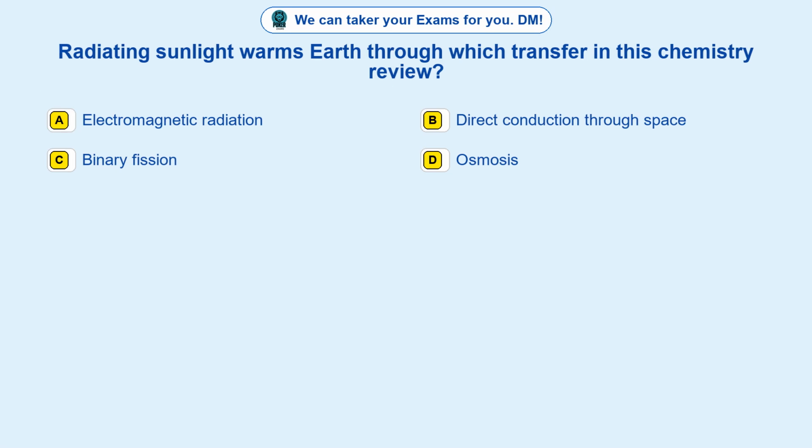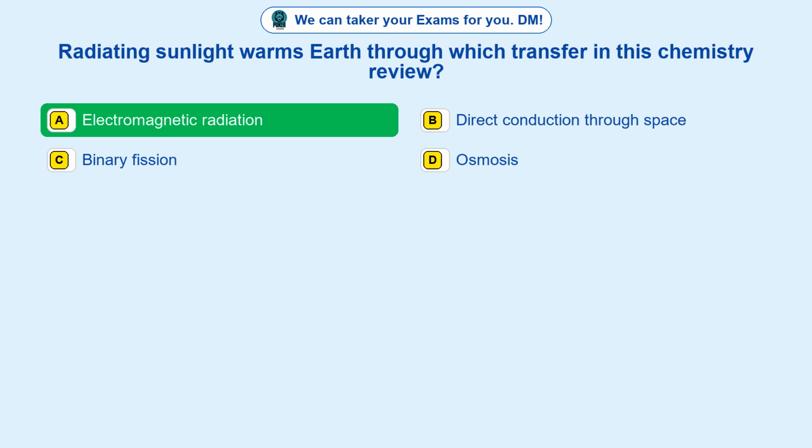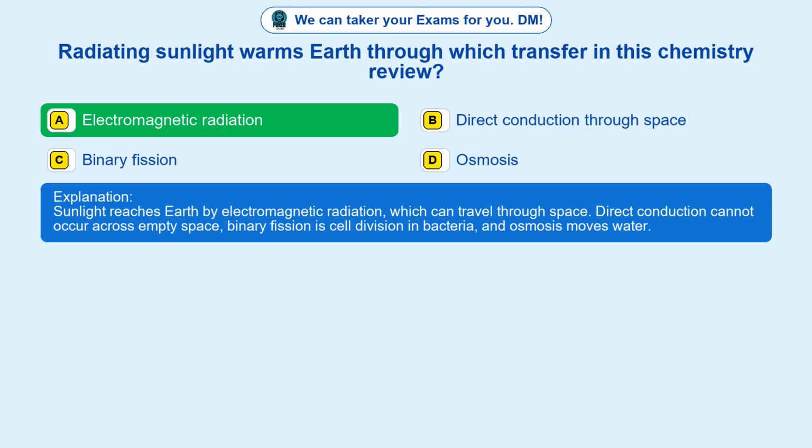Question 77. Radiating sunlight warms Earth through which transfer in this chemistry review? Option A, electromagnetic radiation. Option B, direct conduction through space. Option C, binary fission. Option D, osmosis. The correct answer is option A, electromagnetic radiation. Sunlight reaches Earth by electromagnetic radiation, which can travel through space. Direct conduction cannot occur across empty space, binary fission is cell division in bacteria, and osmosis moves water.